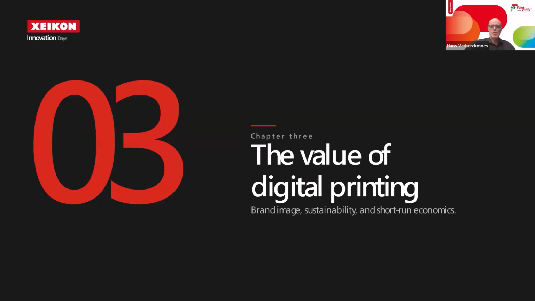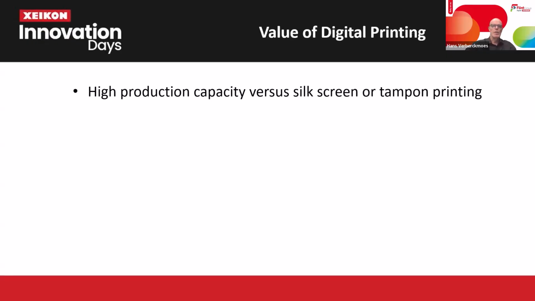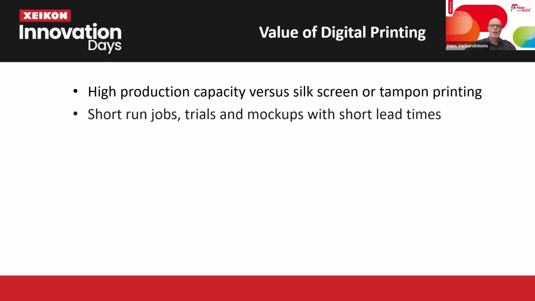Now, the third part of my presentation, a bit the value of digital printing, or why should you go for digital printing? It's of course the high production capacity that you have versus silk screening or tampon printing. Short run jobs, trial mock-ups with short lead times, it is totally no problem. I remember somebody saying that he runs within half an hour a full day production that he used to run on the silk screen equipment. So you really have a capacity increase.